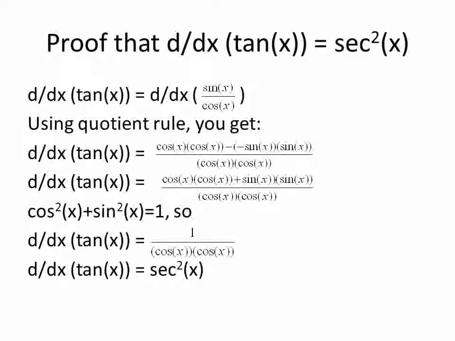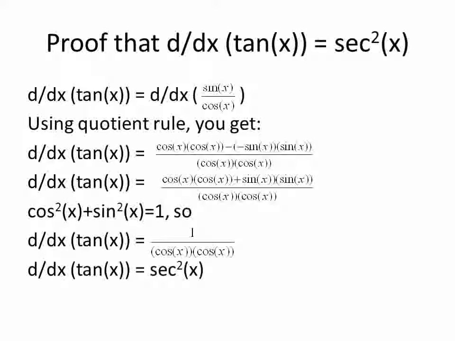Here's the proof that the derivative of tangent of x is equal to secant squared of x. And the proofs for cotangent, secant, and cosecant are also proved using quotient rule. So once you know one of them, it's pretty easy to find the rest. So the derivative of tangent of x equals the derivative of sine x over cosine x.